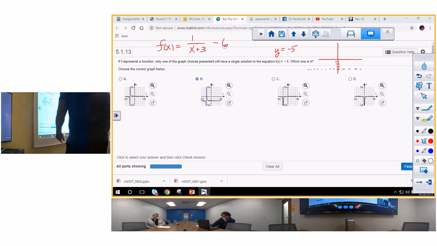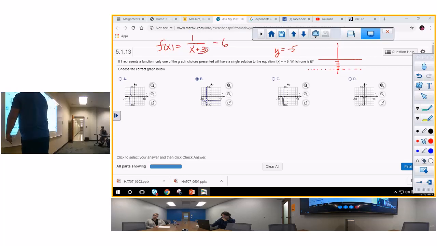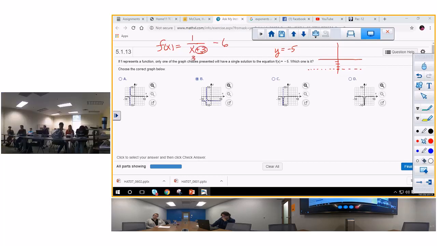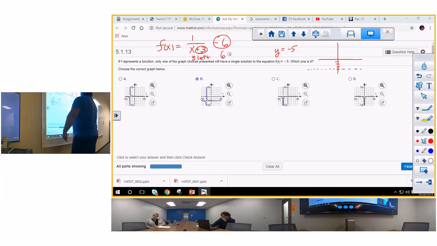6. All right? In this equation right here, we have a horizontal shift of what? 3 to the left. And a vertical shift of 6 what? Down. You have two things. You have a horizontal shift and you have a what? A vertical shift. All right? Does everybody understand that?